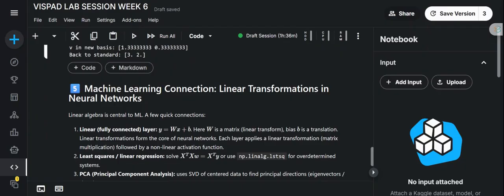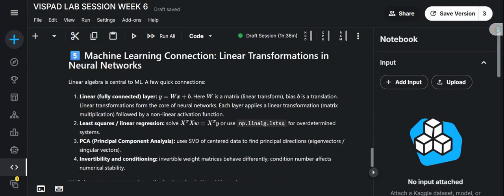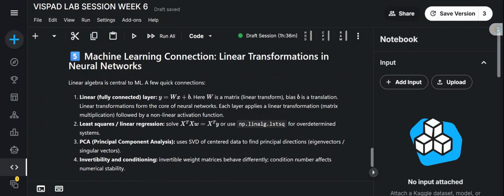Linear transformations and matrix inverses are mostly applied in neural networks. Let me go through all these first. The common applications of linear transformations, matrix inverses and the concepts that we covered today are in a fully connected or linear layer. A fully connected layer is a component of a neural network.